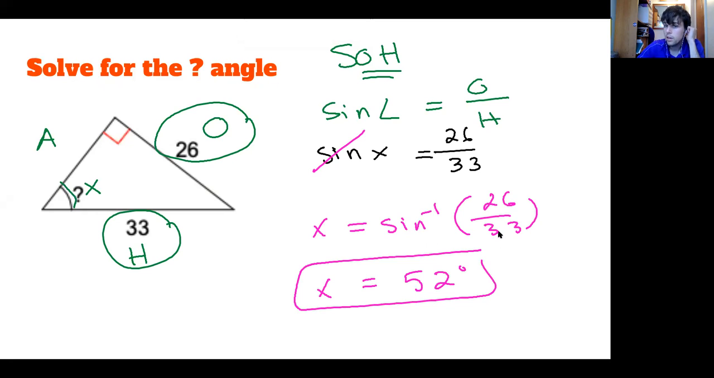Pretty simple. We need to know how to put in the inverse in our calculator. That is different than regular sine, so don't just put in regular sine. You will not get the right answer. Got to make sure it's the inverse.